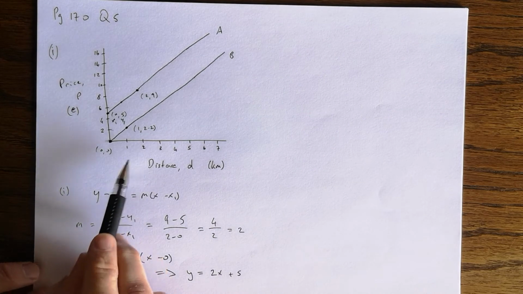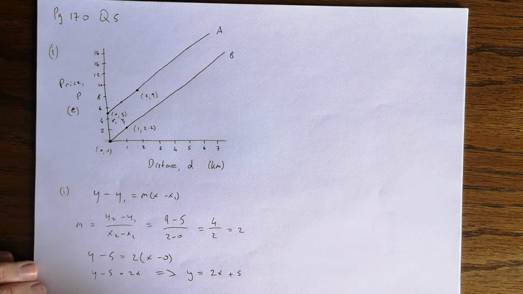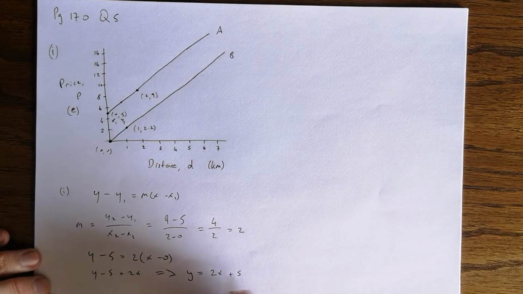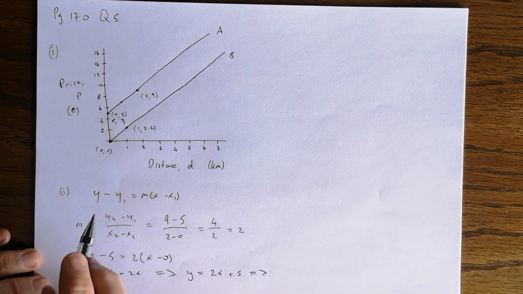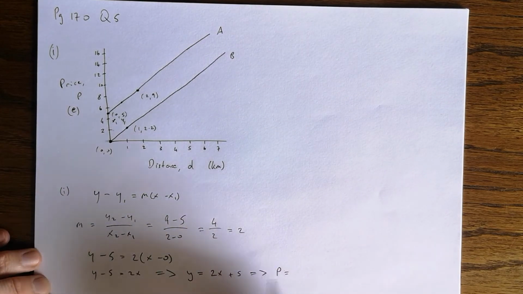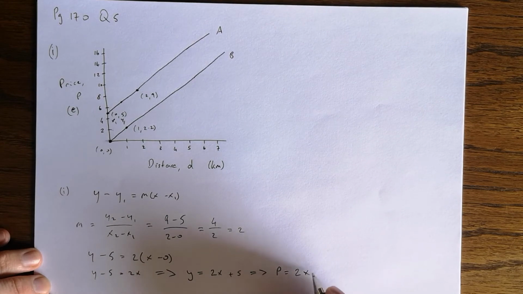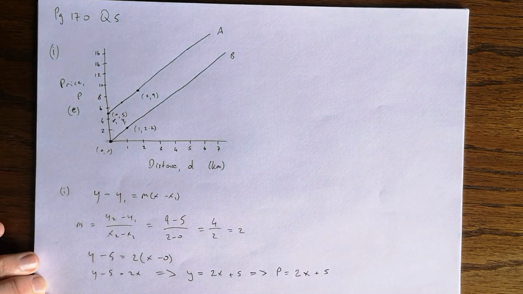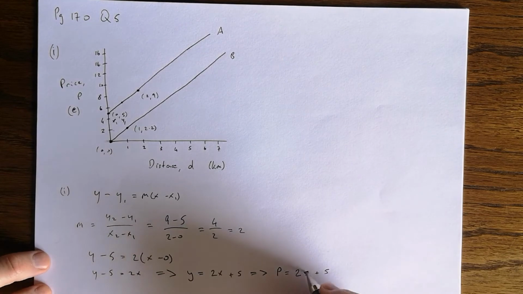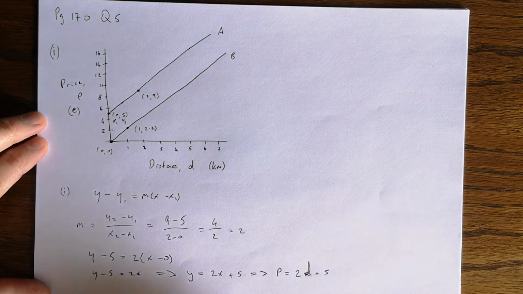But on our x-axis we've got distance, and on our y-axis we've got price. So we're going to use d and p rather than x and y. So instead of y, I'm going to say p. So the price is equal to 2 times x, 2 times the distance, plus 5. So there's the equation. I should have written that as d: 2 times the distance, that's a d there, plus 5.